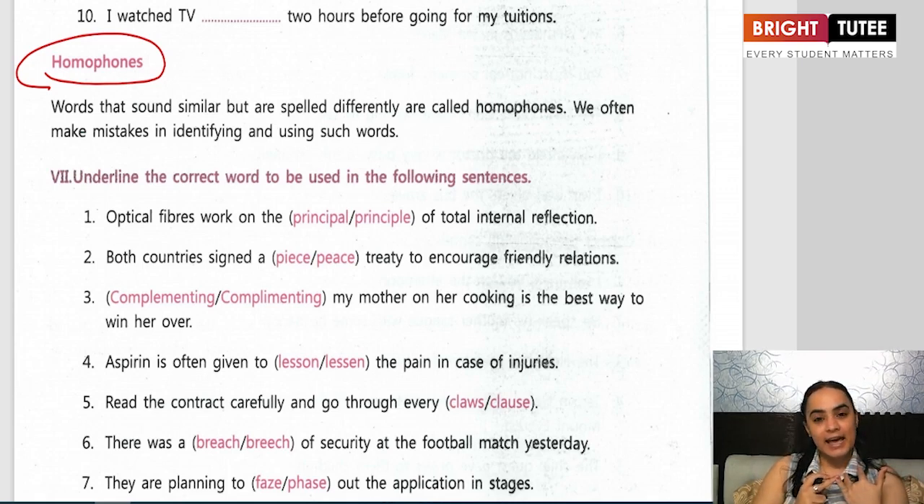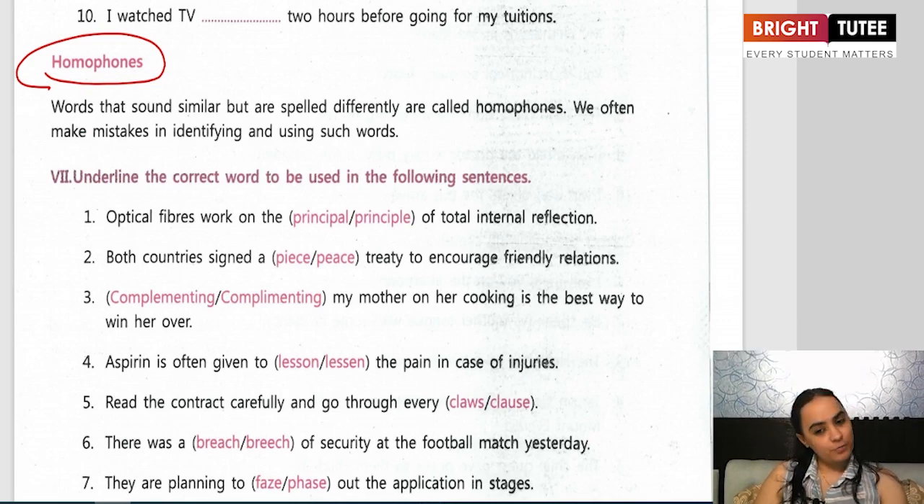Principal with an AL and principal with an LE. Mare, MARE, which is a female horse, and mayor, MAYOR, is also "mare". Compliment, which is saying something good about something, and complement, that means working along with somebody together. So those words which have the same sound, but the spelling is different and the meaning is certainly different, those words are known as homophones.